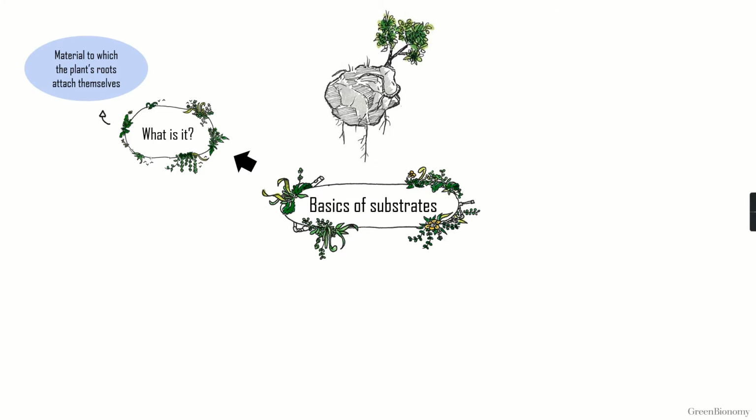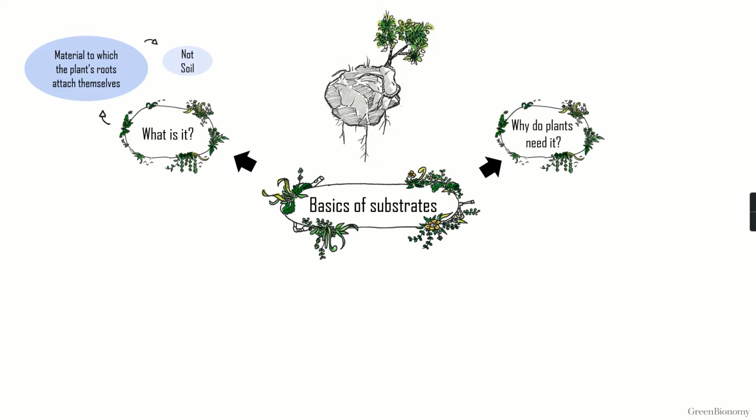It's basically the material to which the plant's roots attach themselves. So you can see this little illustration. You have a plant and a rock. The plant uses the rock as a certain structure to attach its roots and hold itself upright. But there are other reasons why substrates are important. Now, because we're talking about hydroponics, the substrates we will be considering are not soil. Naturally it will be soil, but in hydroponics we're talking about other materials.